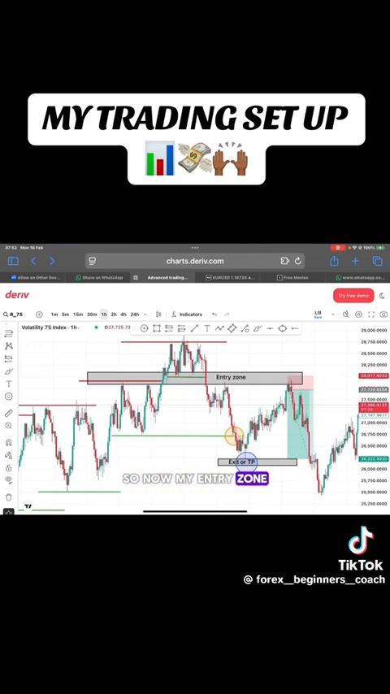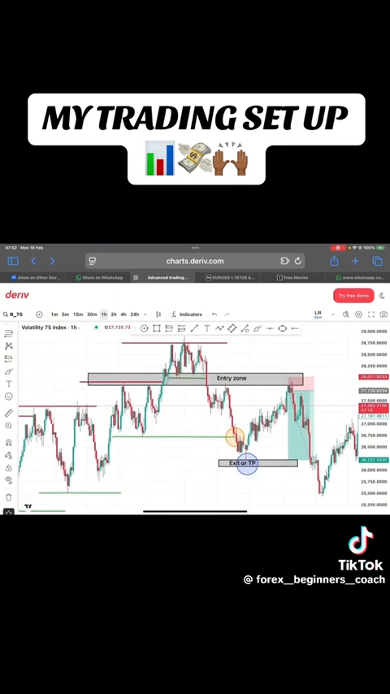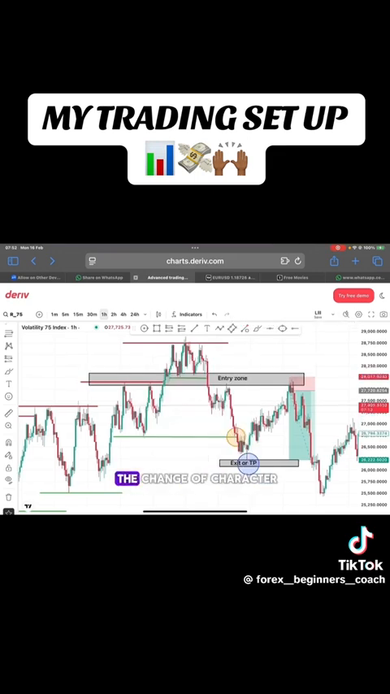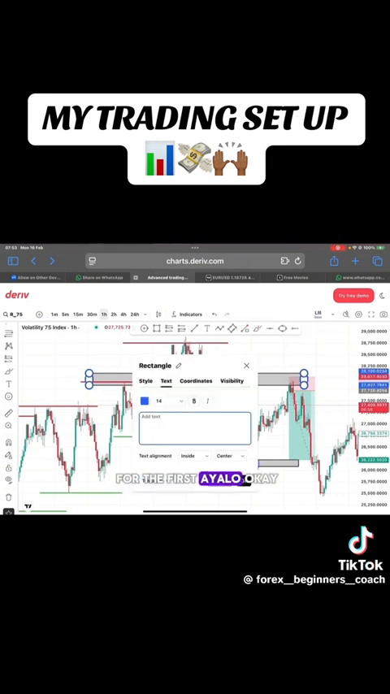So now, my entry zone, how do I identify where I'm going to take this trade? Your entry zone is usually your second higher high and your first higher low before the change of character. The second higher high you have and the first higher low you have before the change of character. If they are close by, you can use one rectangle to mark out the zone. If they are far apart, use one rectangle to mark out the zone for the second higher high and the zone for the first higher low.